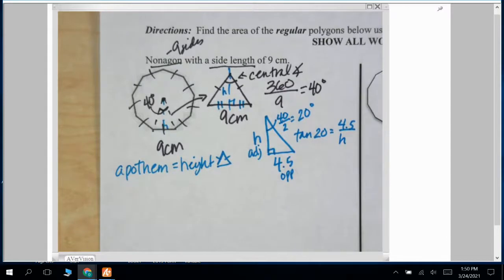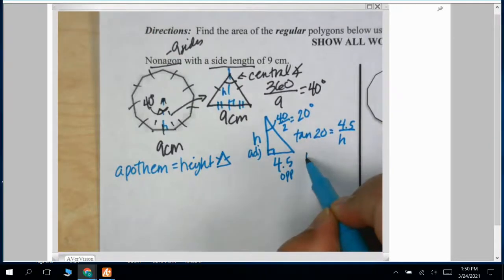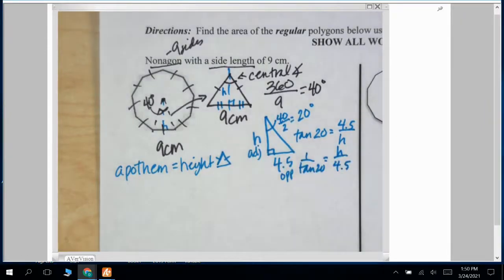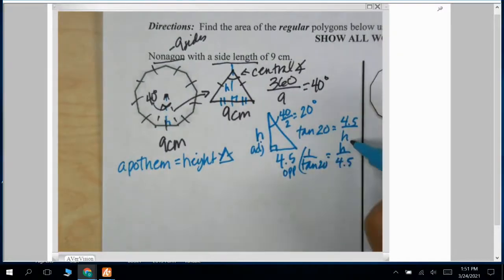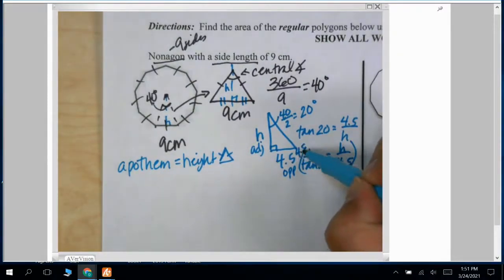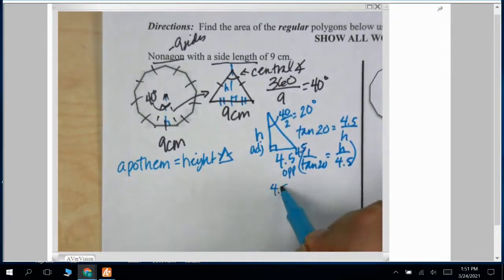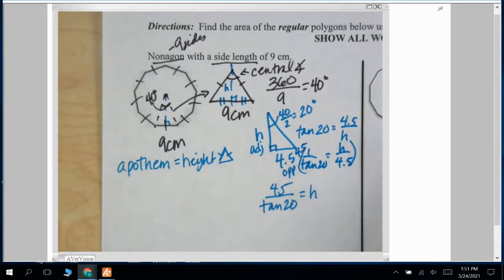Now again, we have h on the bottom. So the first thing we do is we want to do the reciprocal. So I get 1 over the tangent of 20 equals h over 4.5. Now that my h is on the top, I can multiply the whole thing by 4.5. And I get 4.5 divided by the tangent of 20 degrees is equal to h.